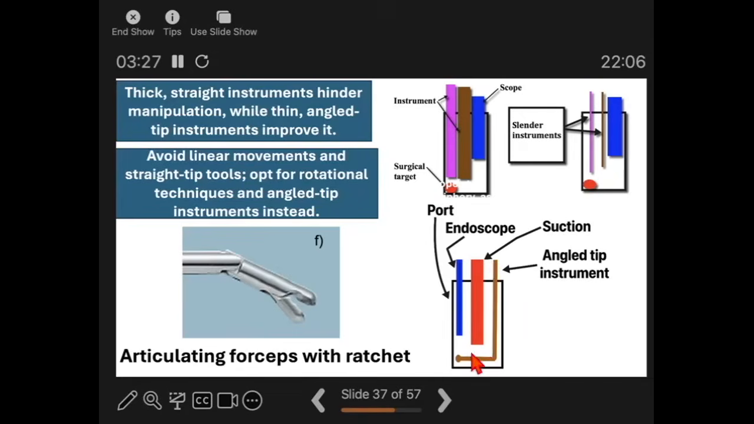If we use angle tip instrument, then this angle tip can reach all the corners of the corridor. Similarly, if an instrument which has articulating forceps with ratchet, so that also allows more control, and you can angle it at a different angle and reach the object at different position in a narrow corridor.